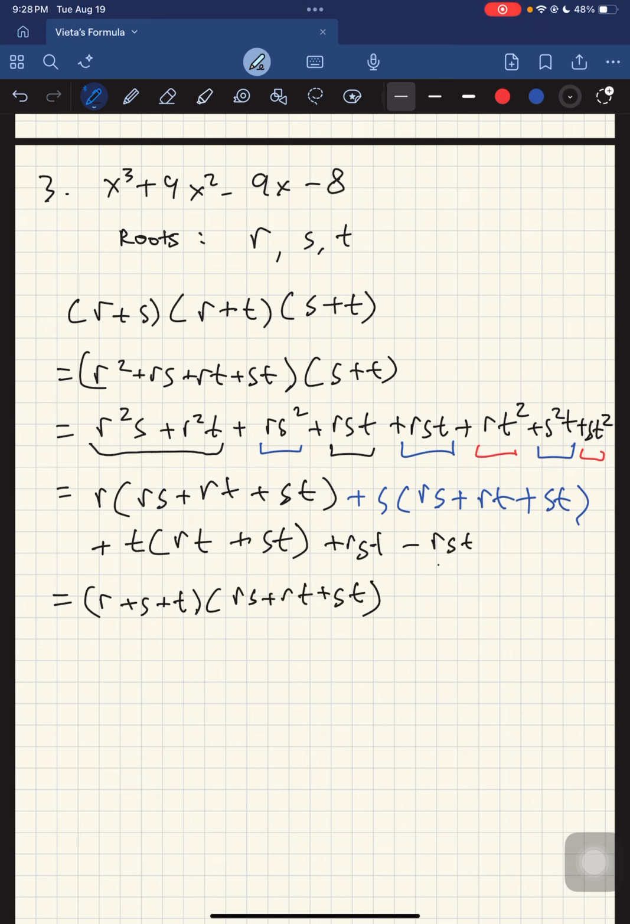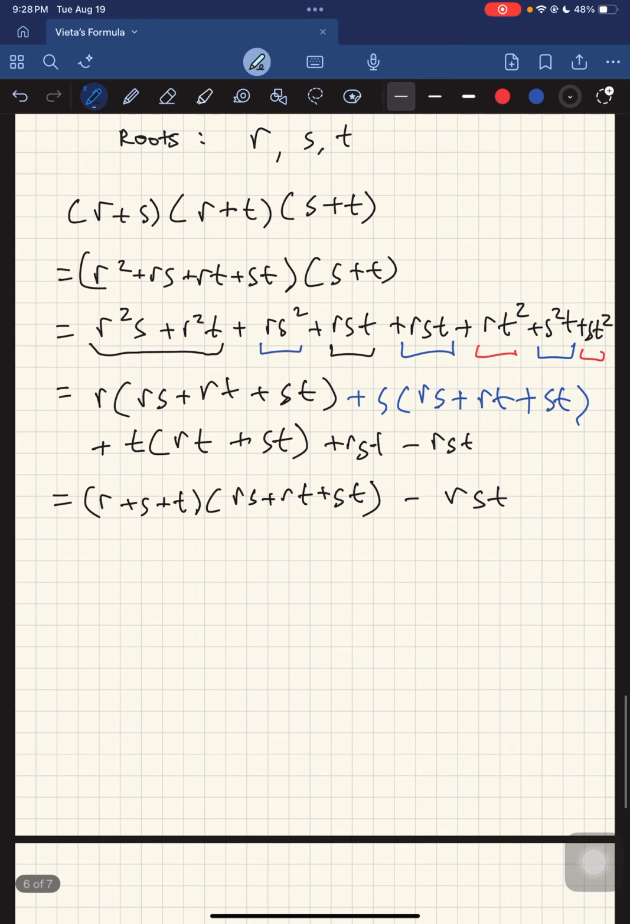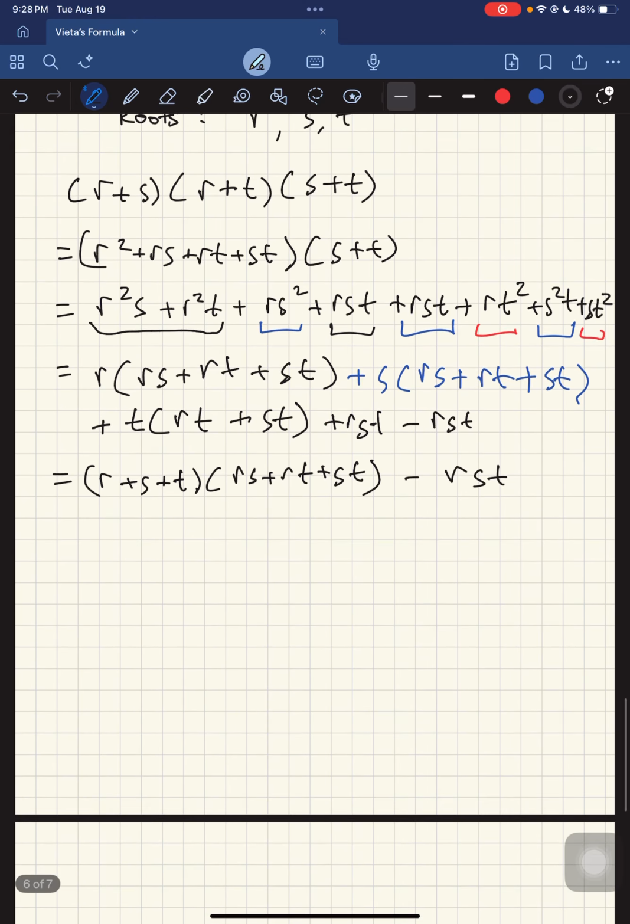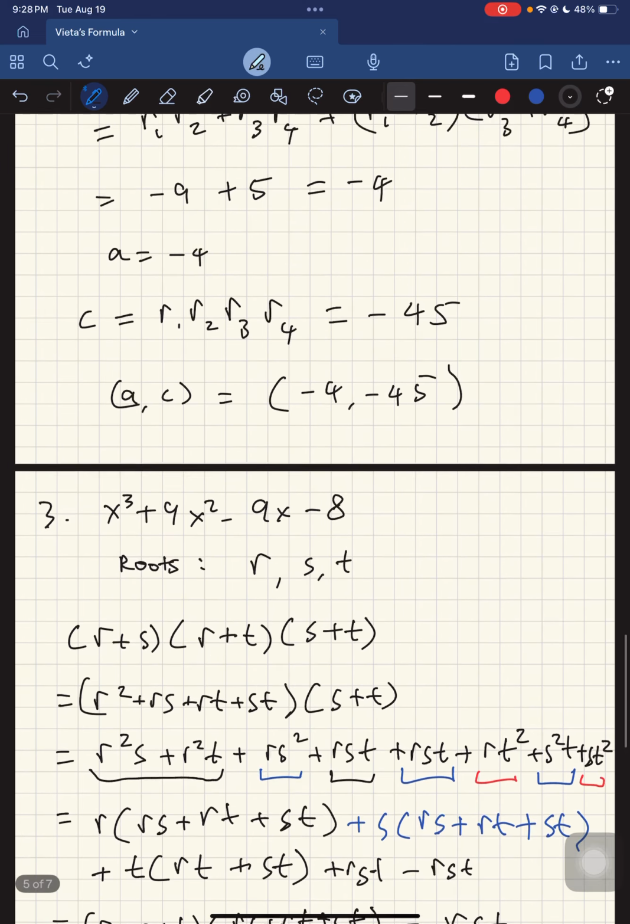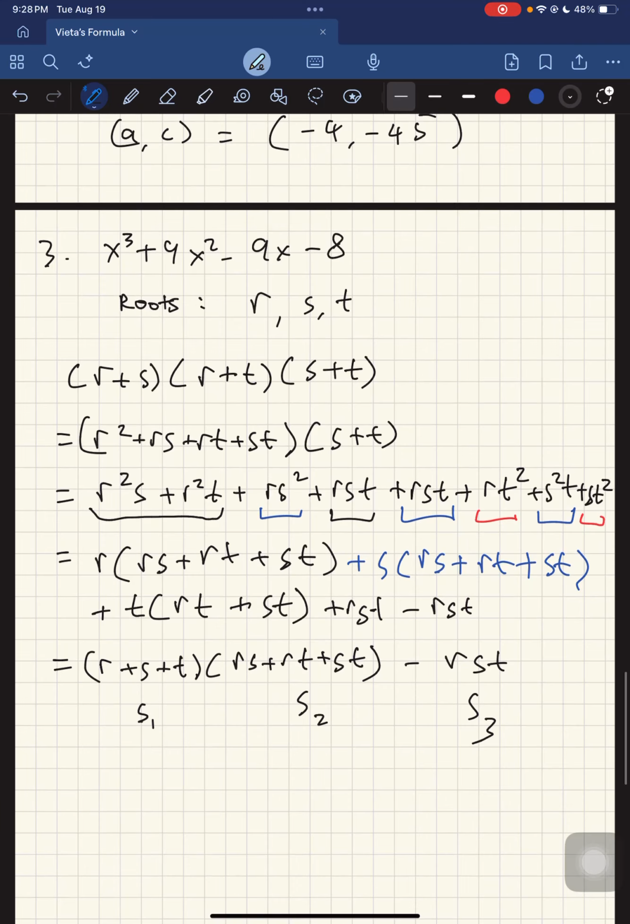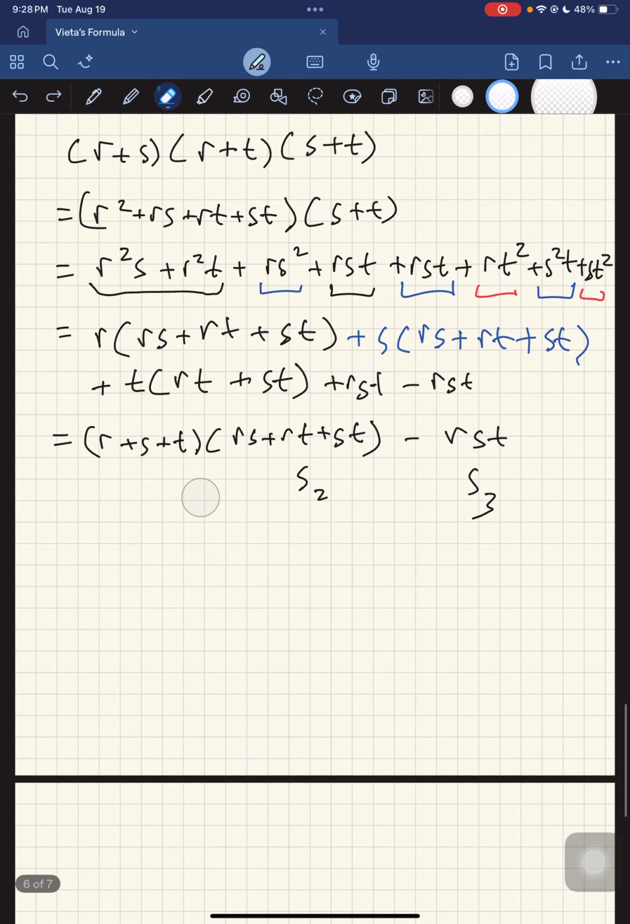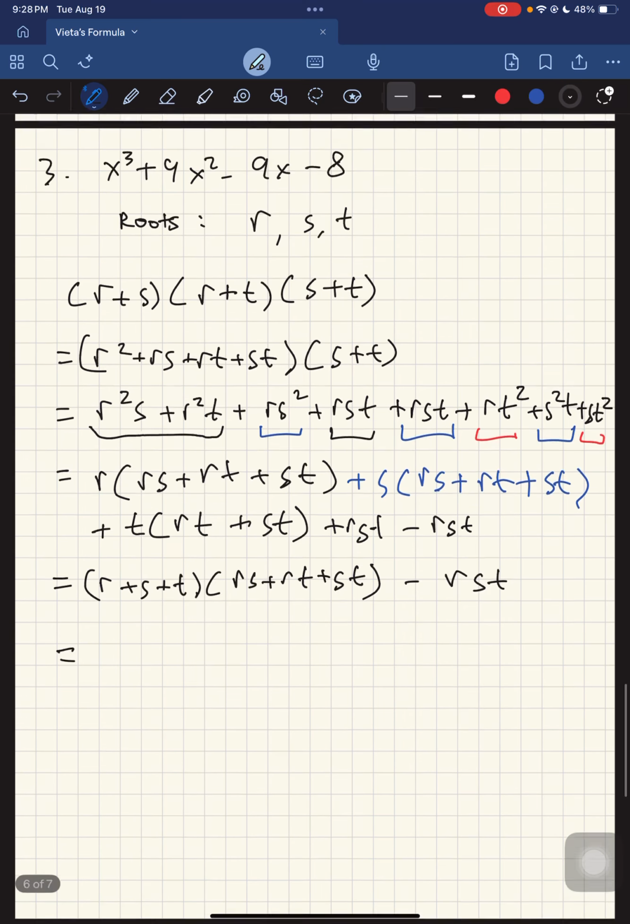And notice that we still have the RST over here. So this is what the factorization looks like. And what do we see? This is S1, this is S2, and this is S3. And if we look back at the polynomial we have here, we already have those values because we can find them from Vieta's formulas. So what is S1?